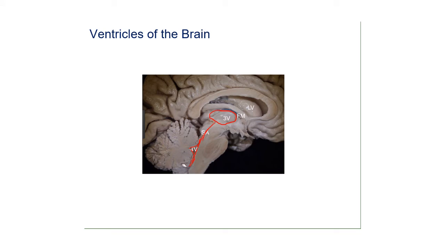So from the fourth, it's actually going to continue to drain down to the central canal of your spinal cord. You cannot see it in this picture, but the spinal cord would be right there, and in the center of it is going to be an empty space called the central canal. And that's where the CSF will continue to drain down, all the way to the bottom of your spinal cord.